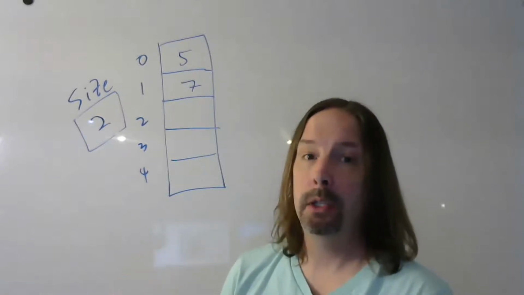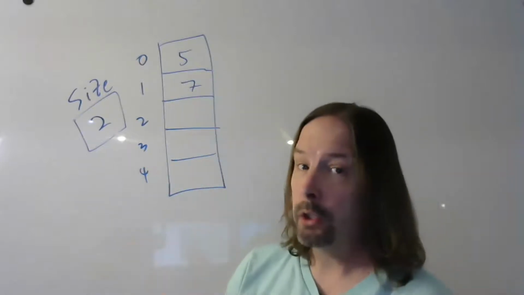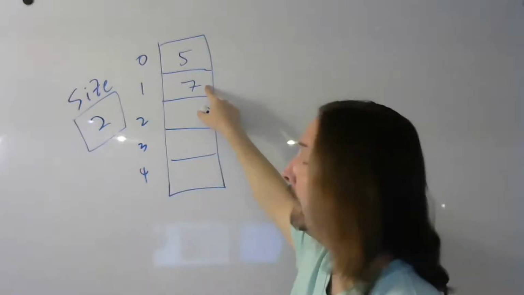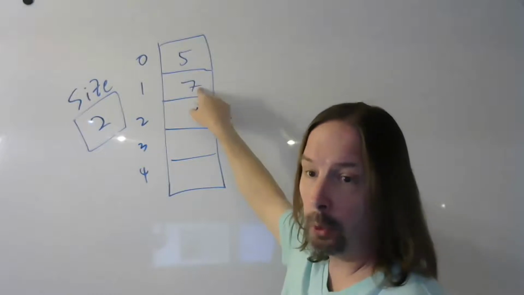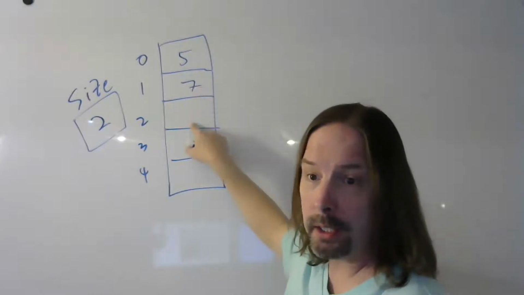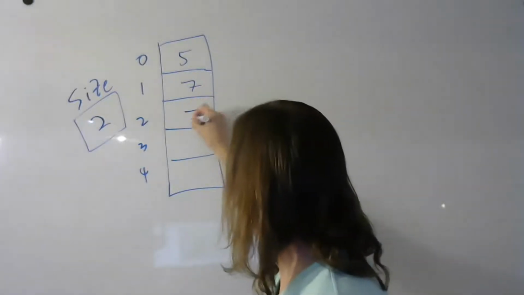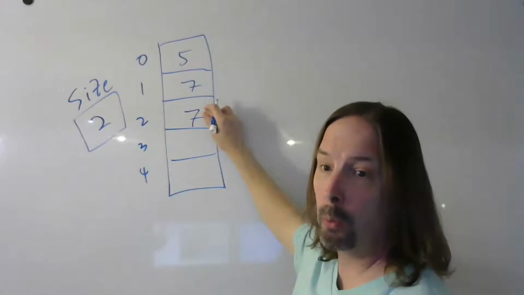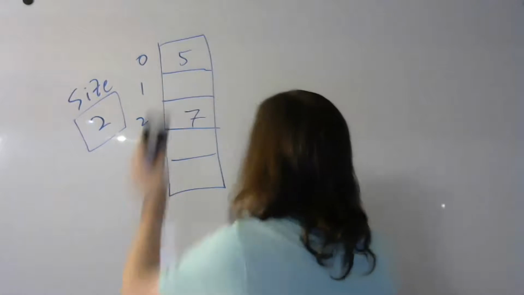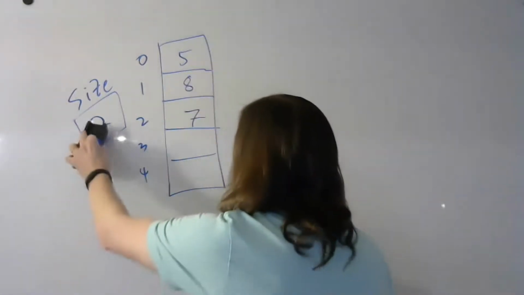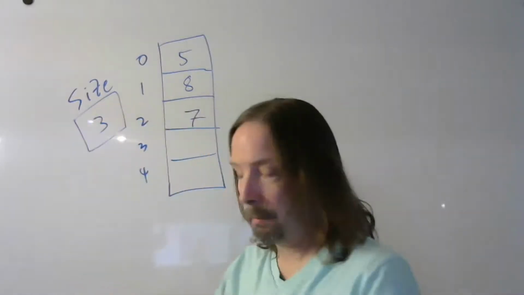If somebody wanted to insert, say, at position 1, then we could do that, but we would have to get the 7 out of the way because we want to put the new item there. And the only place for the 7 to go is down here. So we need to move the 7 down, and by copying it down, we make room for our new number, whatever that happens to be. Let's just say 8. And then, of course, we would increment our size every time we insert.